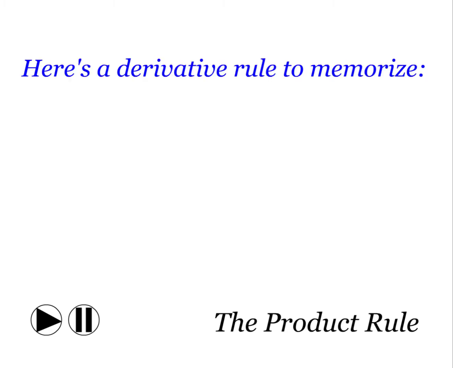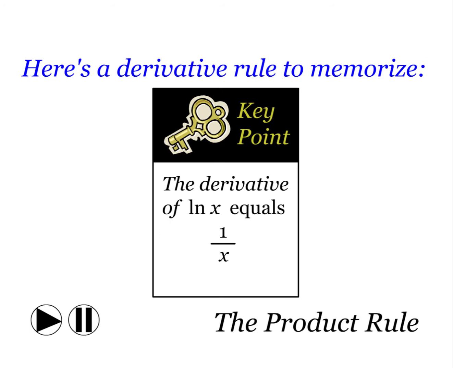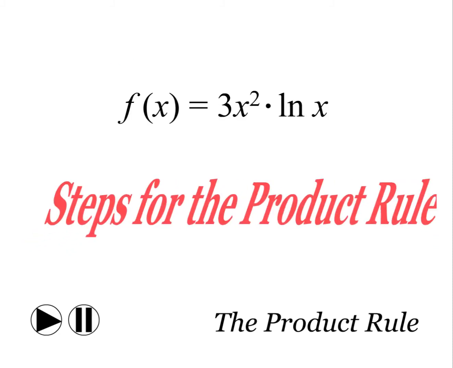Now before I explain it, you need to know one thing, and that's that the derivative of natural log of x is equal to 1 over x. So if you didn't know that before, well, you know it now. Now, back to the product rule.